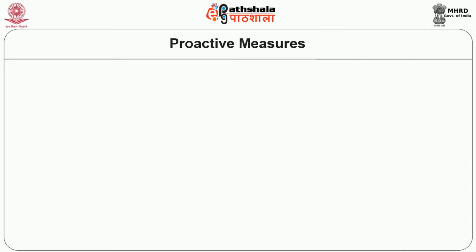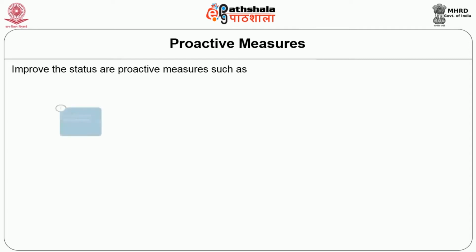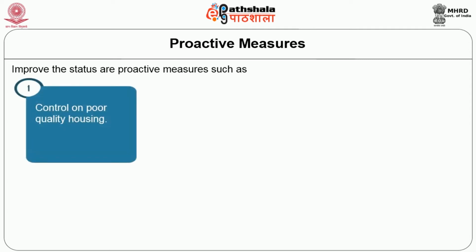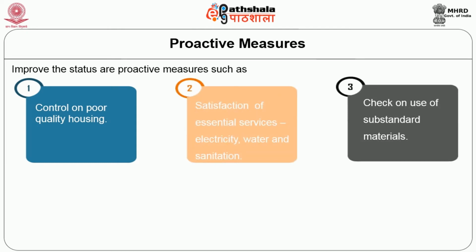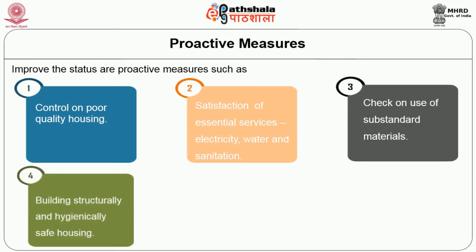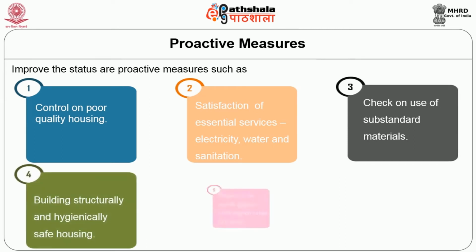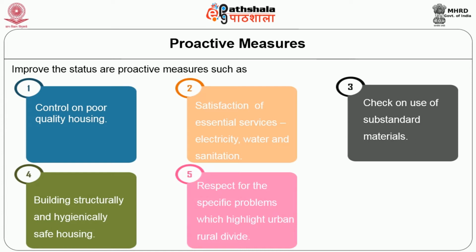Those that need special address to improve the status are proactive measures such as control on poor quality housing, satisfaction of essential services like electricity, water and sanitation, check on use of substandard materials, building structurally and hygienically safe housing, respect for the specific problems which highlight the urban-rural divide, like overcrowding and development of slums for the former and inadequate amenities for the latter, and repair or rebuilding of dilapidated, obsolete, unsafe houses.